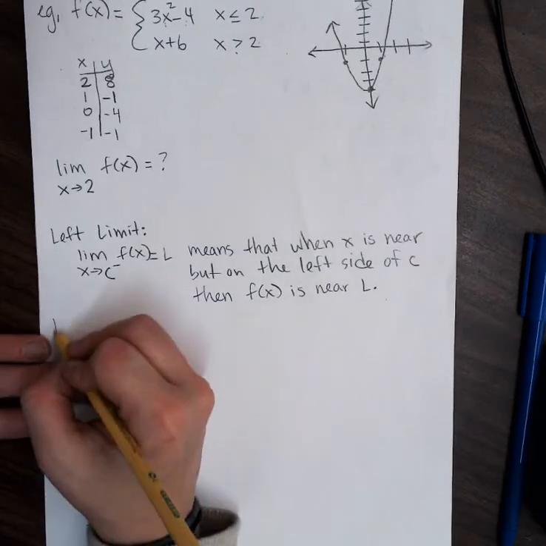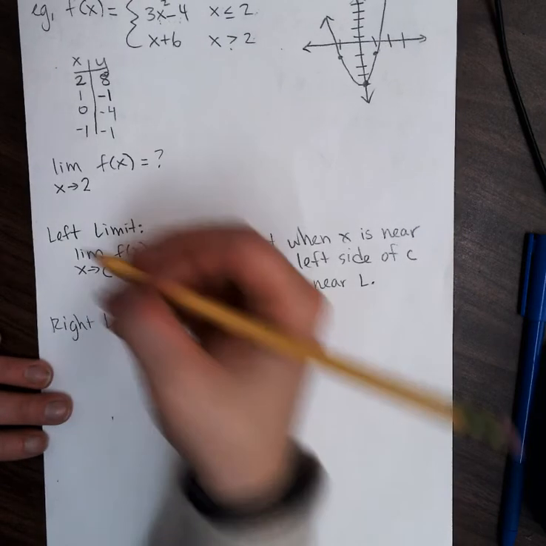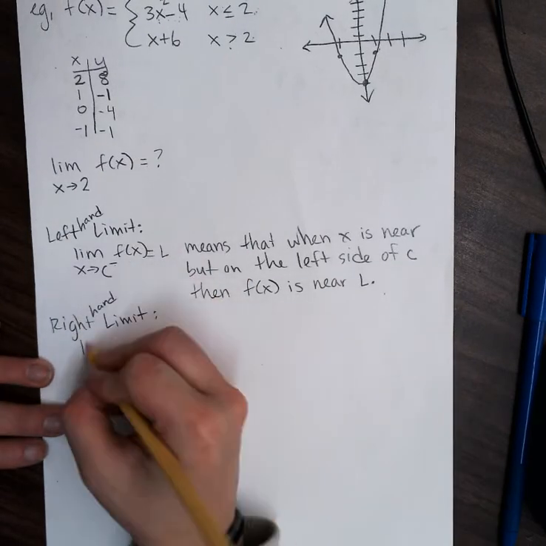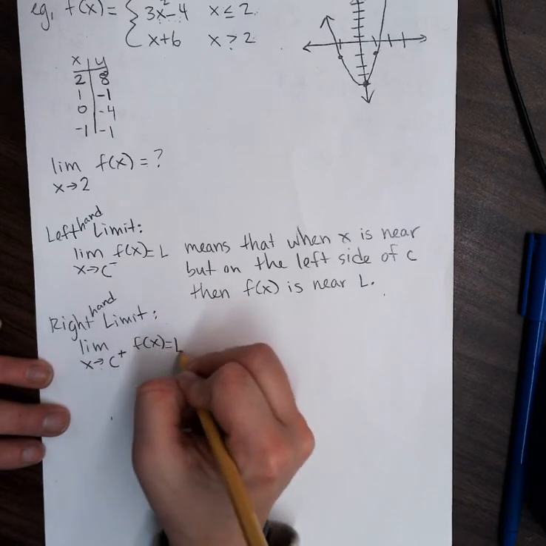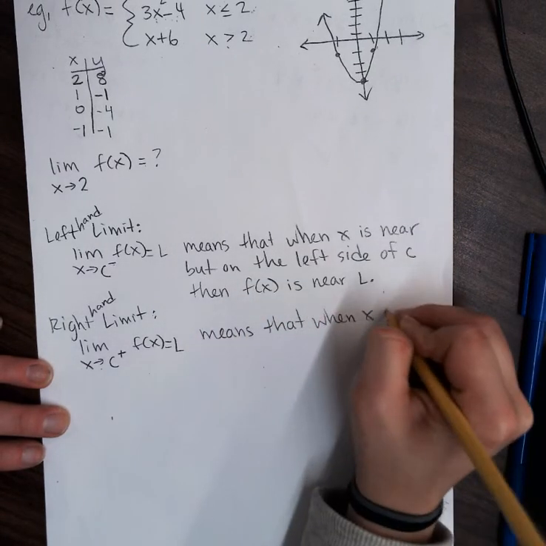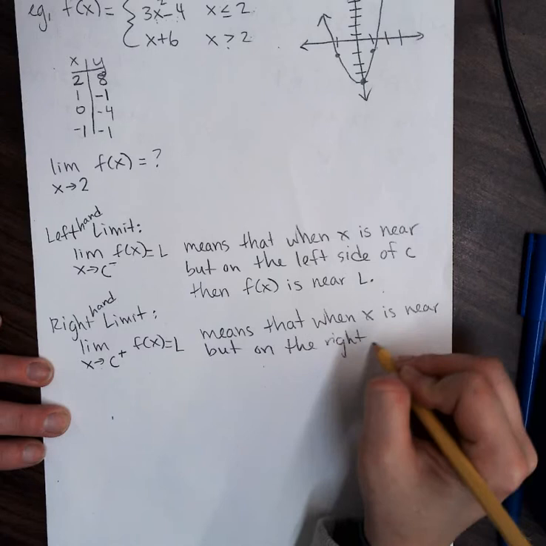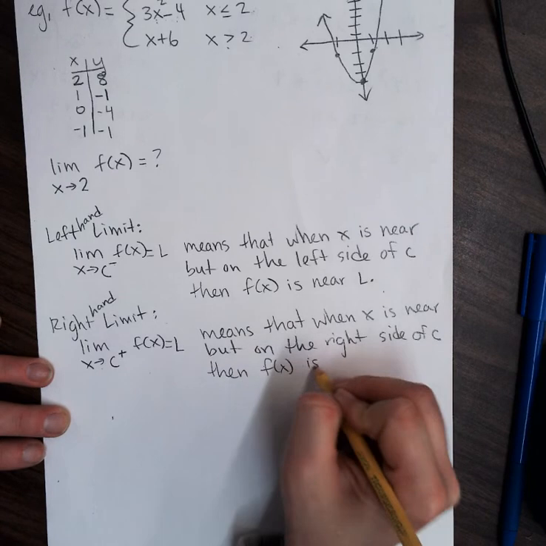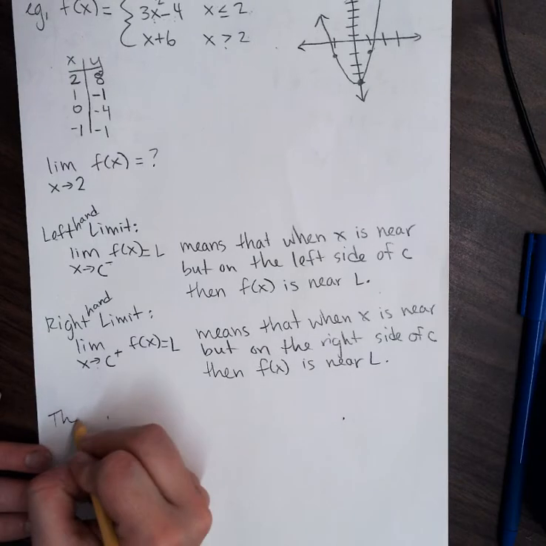We can say in the same vein that the right-hand limit, the limit as x approaches c from the positive side, from the right-hand side, equals L, means that when x is near but on the right side of c, then f of x is near the limit. Okay, and this brings us to the theorem of two-sided limits.